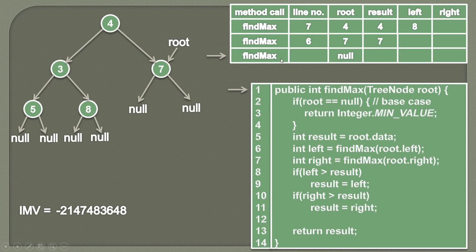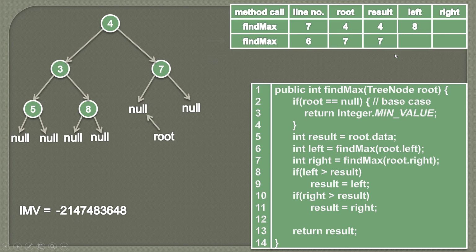There will be a new method on the call stack with root pointing to null now, because we are going to its left. So this root will be null. And we'll simply return the integer minimum value from this findMax method. We'll start our execution from where we left at line number 6, where root was pointing to 7. And the value which this findMax returned was integer's minimum value. So we'll simply store it in left.